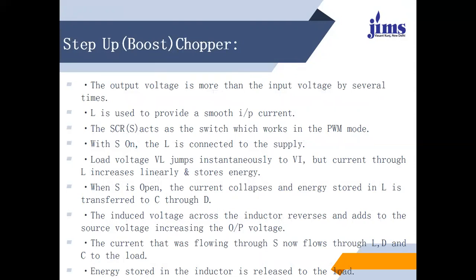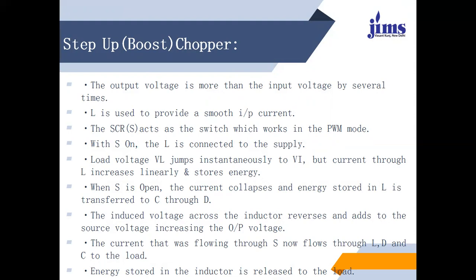With S on, the L is connected to the supply. Load voltage VL jumps instantaneously to V input, but current through L increases linearly and stores some energy. When S is open, the current collapses and energy stored in L is transferred to C through freewheeling diode D. The induced voltage across the inductor reverses and adds to the source voltage, which increases the output voltage. The current that was flowing through S now flows through L, D, and C to the load.